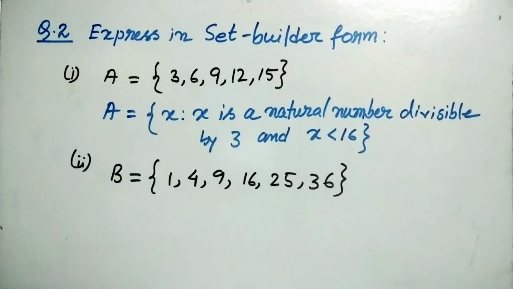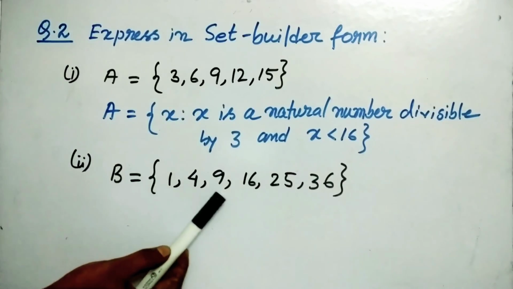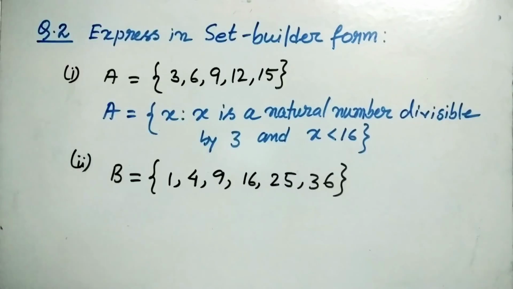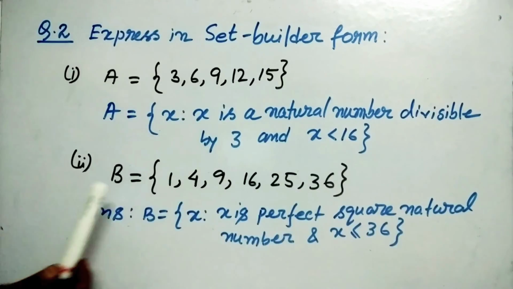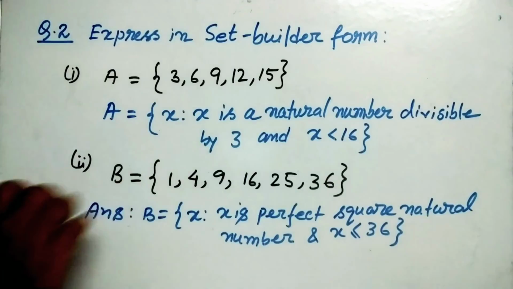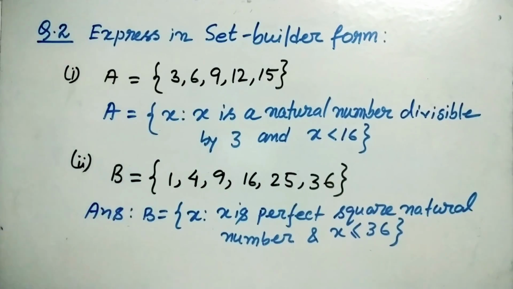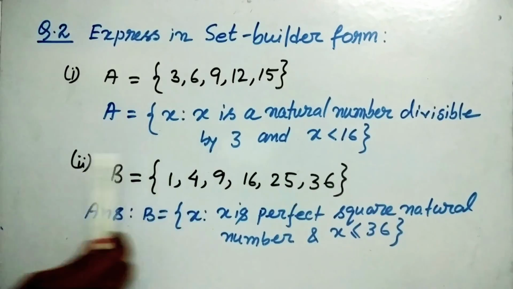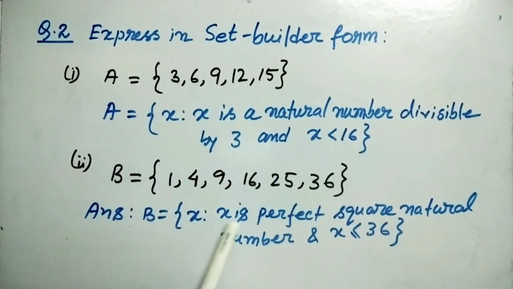So our next set is B equal to {1, 4, 9, 16, 25 and 36}. Now if you see carefully, 1, 4, 9, 16, 25 and 36, first of all they all are natural numbers and their special quality is they all are squares. So we can write x is a perfect square natural number, and we have to stop somewhere because natural number is never ending. So that is why we have given this condition that x is less than or equal to 36.